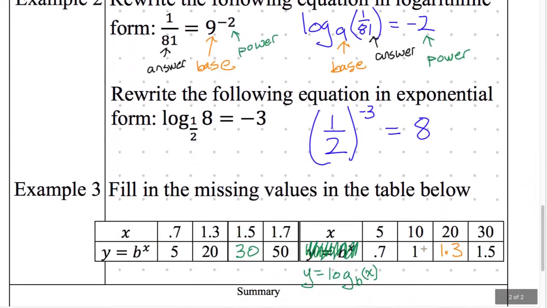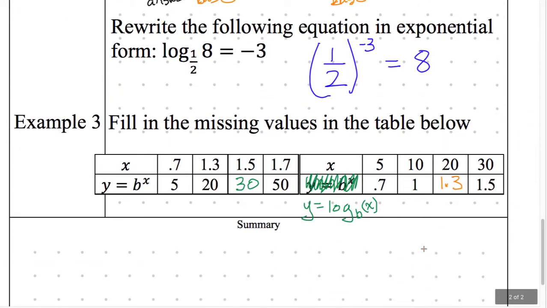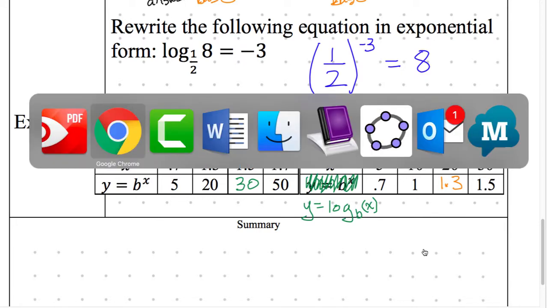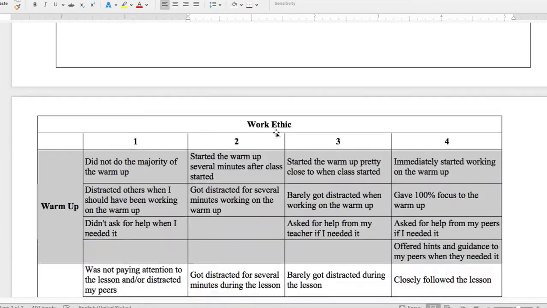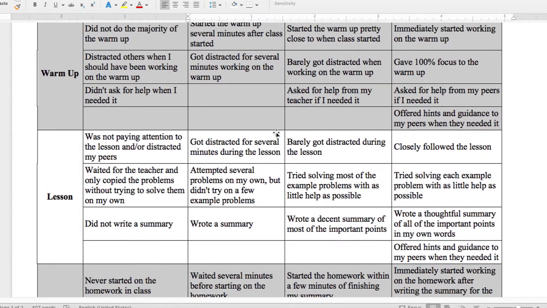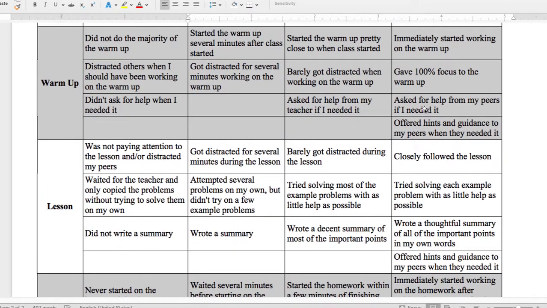All right, that concludes this. Go ahead and write your summary now. And by the way, there is a new way to assess how well you have been participating. And I'm going to be printing this out for you as well. I spent quite a bit of time trying to figure this out.